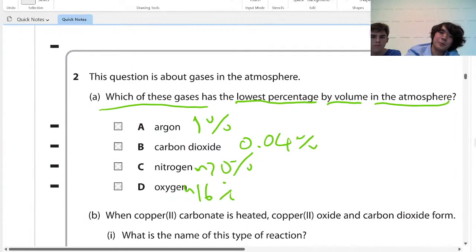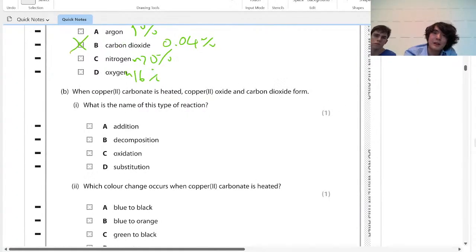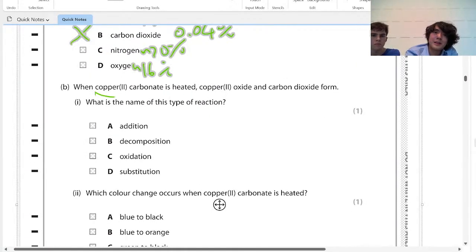Oxygen is around 16%. My bad. So, which one has the lowest percentage? Obviously, this one, because it's 0.04.